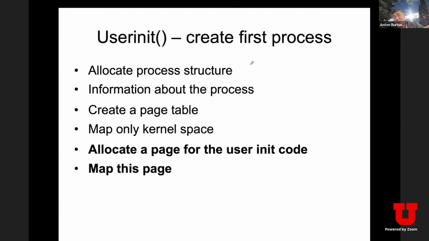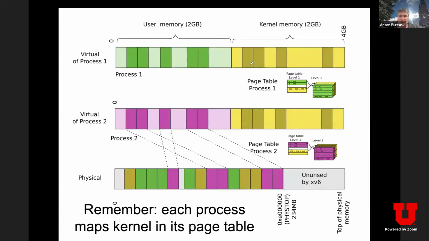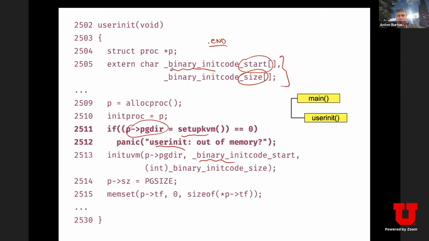Since you already have exec, you can rely on the functionality of exec to create a real good process. This trampoline code of the binary init process will be loaded in memory first. And it uses the function init UVM. It says, taking the page table directory, map this assembly binary of this specific size into one page of memory. That's very easy.